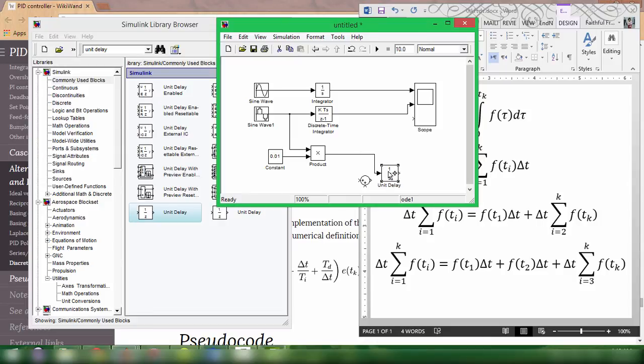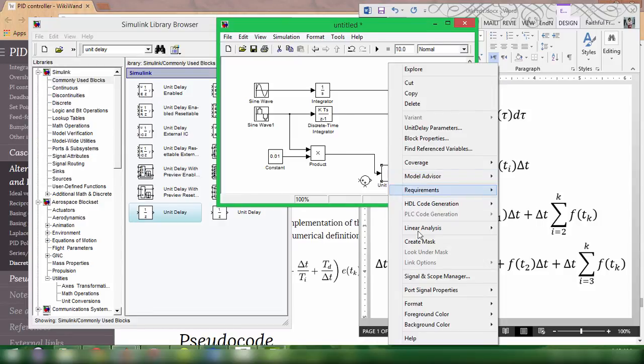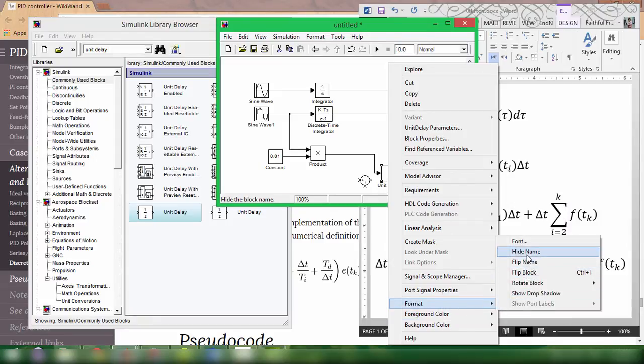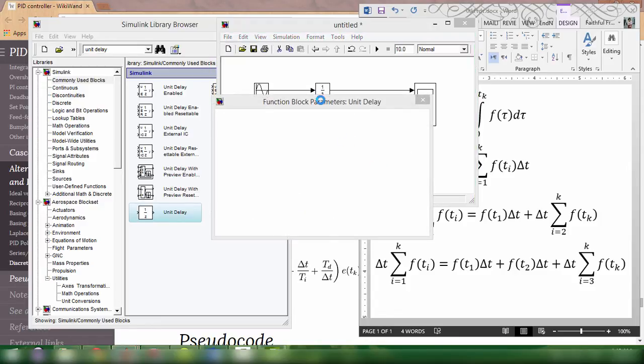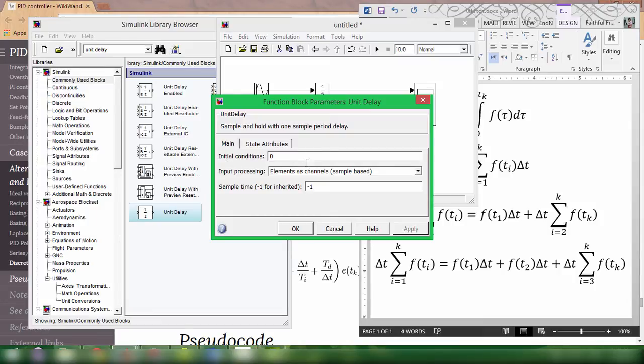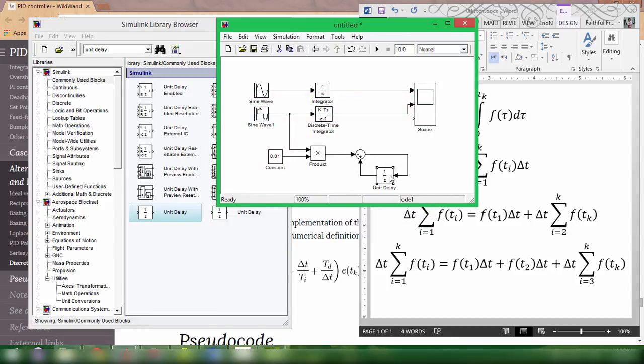Now I'm going to flip this block. Format and flip the block. Okay, that's great. The output of this unit delay is to be added again to the second sample time. So we can delete this, place this one here, and this is the one. At the beginning, the unit delay block is going to have a zero value, which is the initial condition specified by us. Normally our system has zero initial conditions, and that's why we have set it to zero.